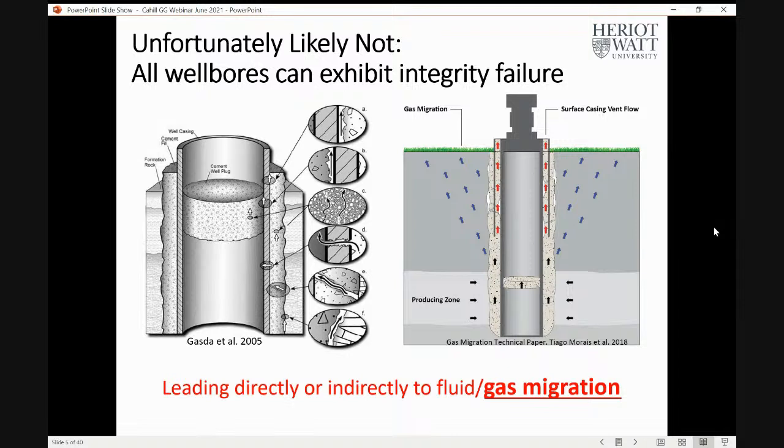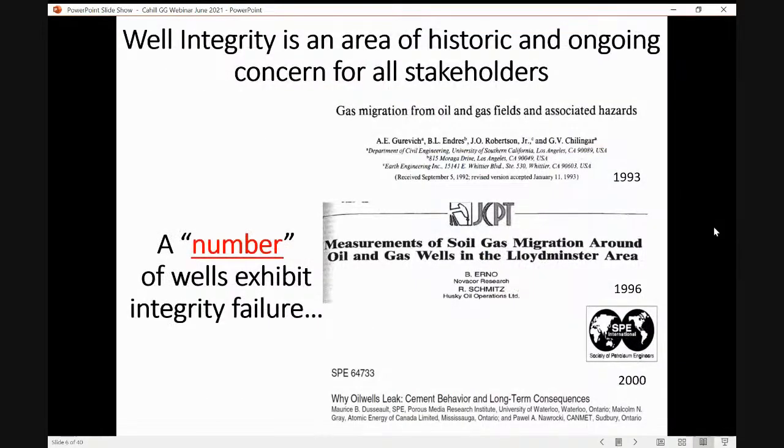You can see on the right-hand figure here with the blue arrows where gas actually moves outside of the well structure, or the red arrows where it stays inside. But nonetheless, it's moving where we don't want it to go. So this issue of well integrity is, as I say, not really a new challenge, and it's an area of historic and ongoing concern for all stakeholders in petroleum resource development.